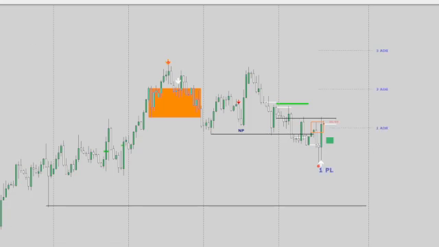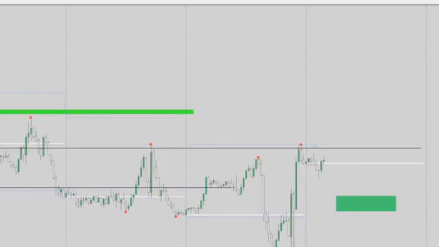Now, I'm thinking it's just going to retrace real quick, and then it's going to continue to break down, right? Because we have this major level coming up. So we wait and see what happens.